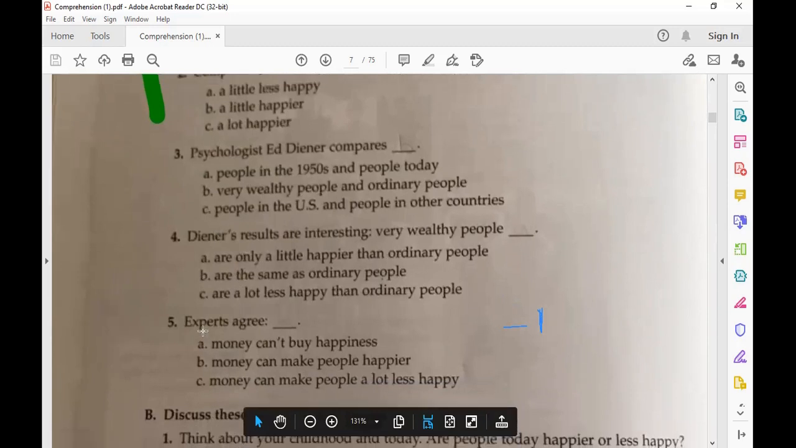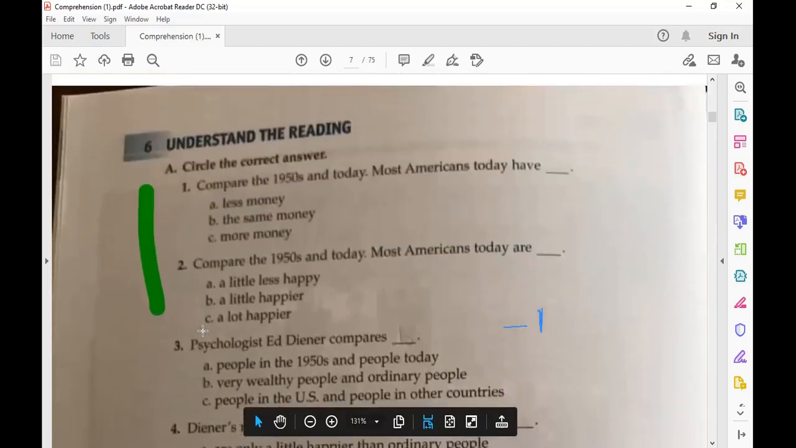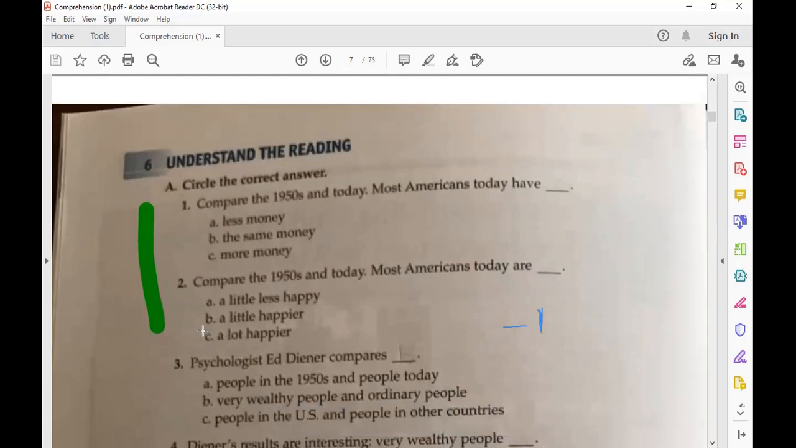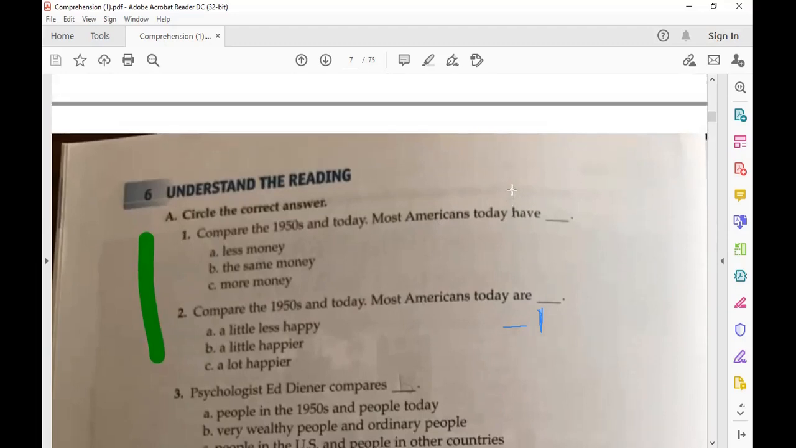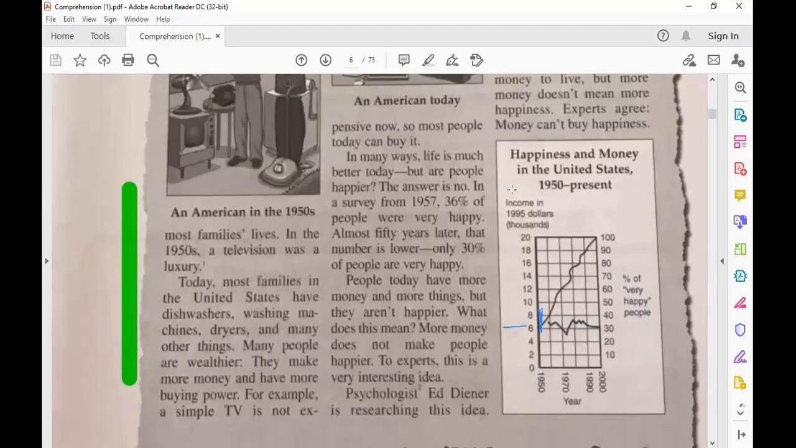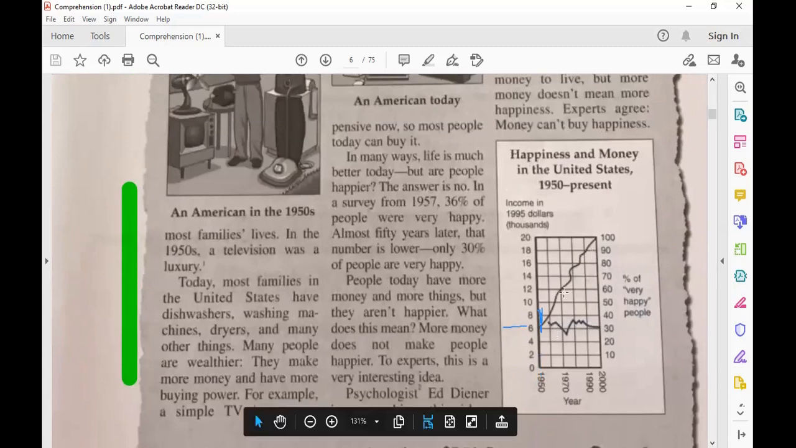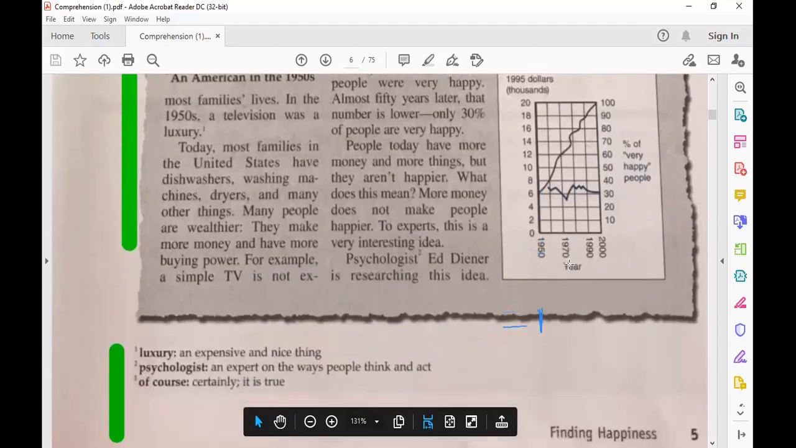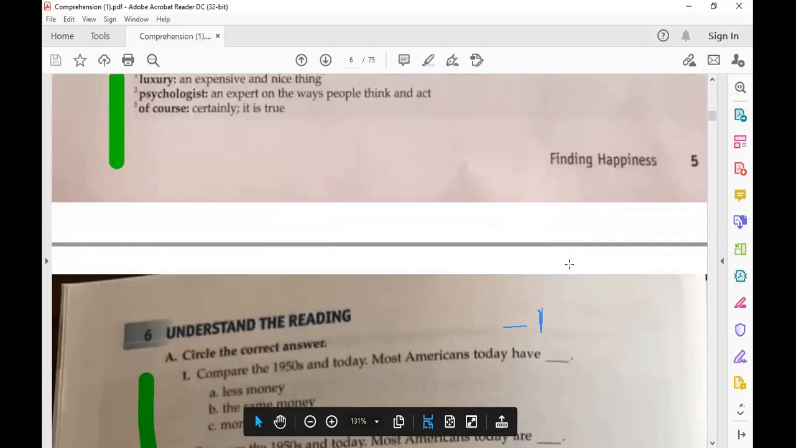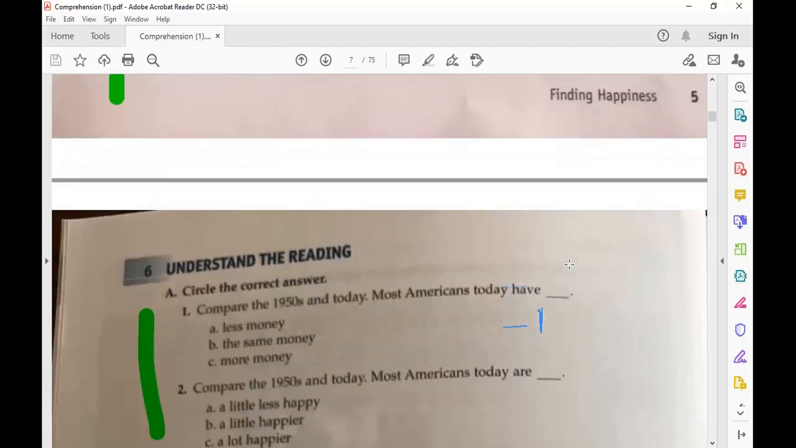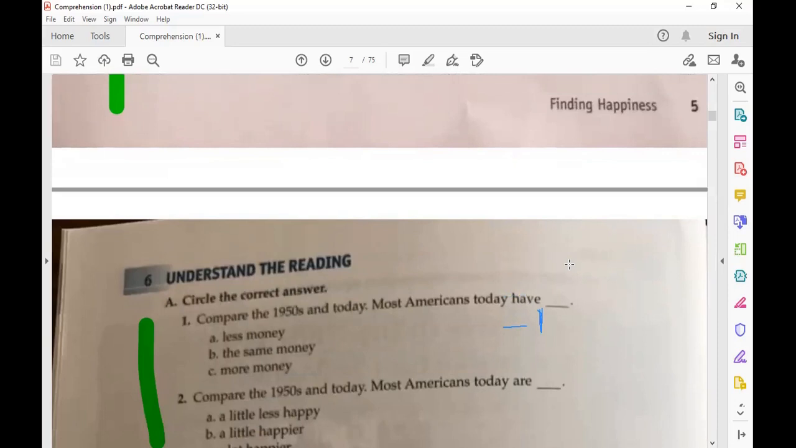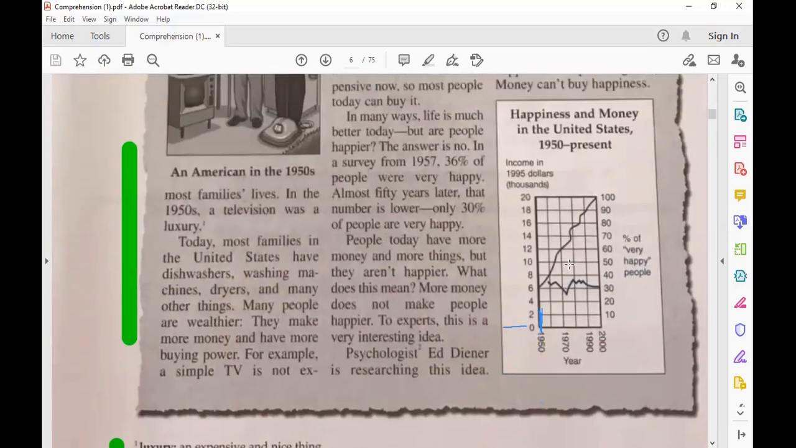Experts agree. So what do we do? No wasting of time. The first question is about what? To compare. Most Americans today, what? We will see the chart. Most Americans today, what? Are they happy, less happy? They have less money, the same money, more money. Most Americans today, we have the chart here.